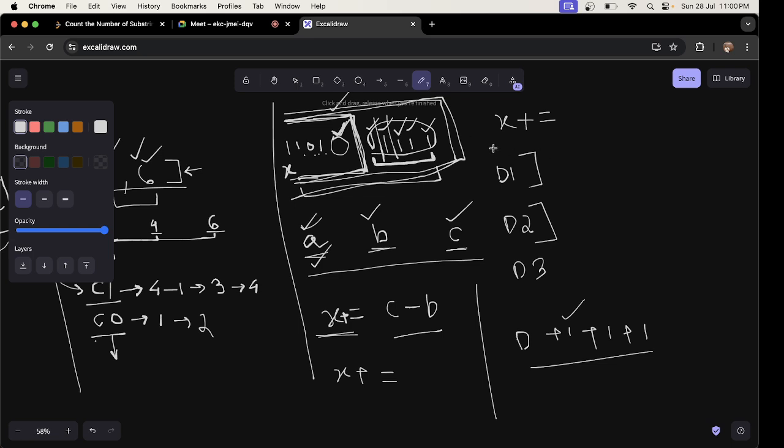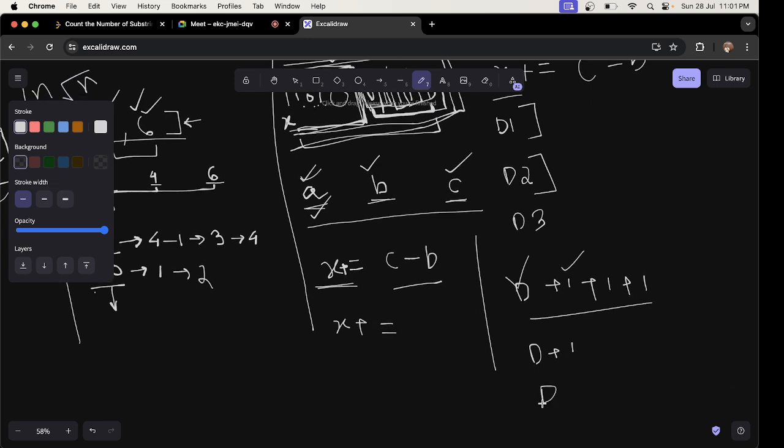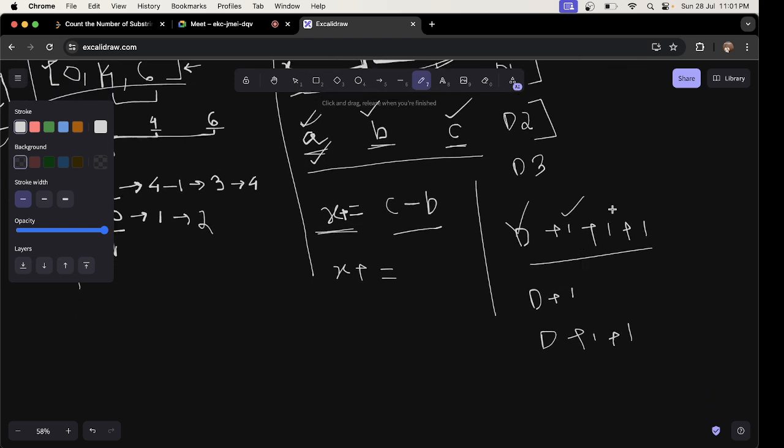So the number of dominant strings will go up by c minus b. C minus b is basically the number of ones which I have at the end. So I can choose to add a single one, I can choose to add two ones, or three ones, or four or five ones. So now, instead of a single dominant substring which was d, I can have dominant substrings like d plus 1, or d plus 1 plus 1, or d plus 1 plus 1 plus 1.